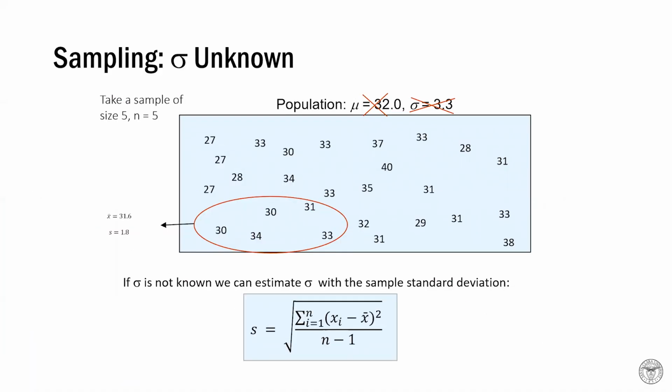In this example, if we do not know the standard deviation either, we can use the sample standard deviation to estimate the standard deviation for the population. That is, S equals the square root of the summation from i equals 1 to n of (x sub i minus x bar) squared over n minus 1, where n is the sample size.